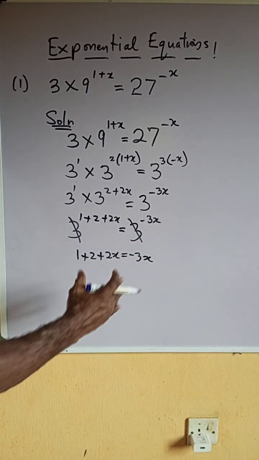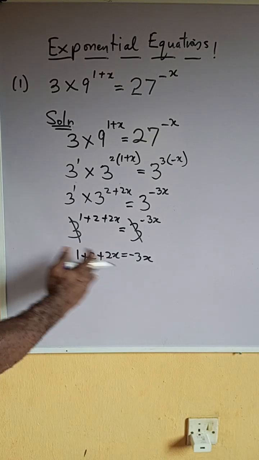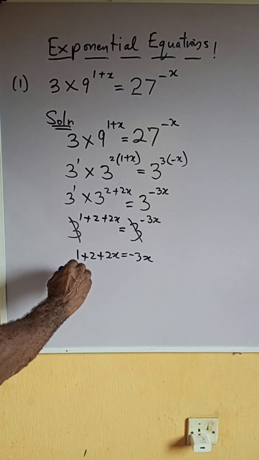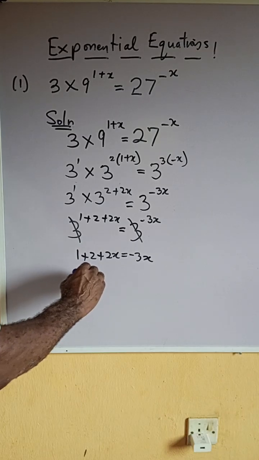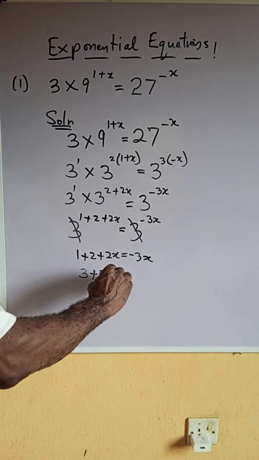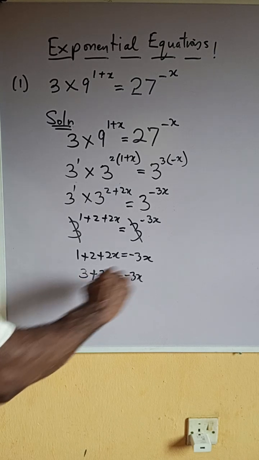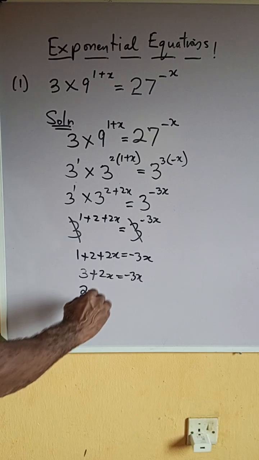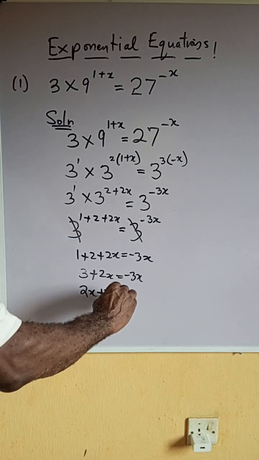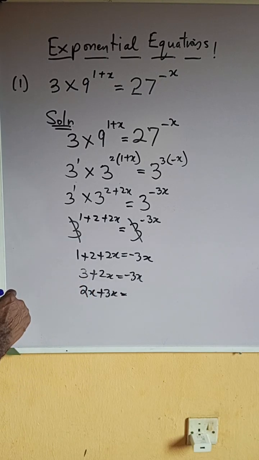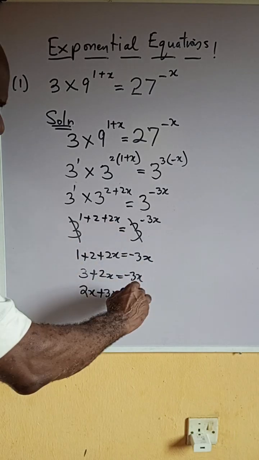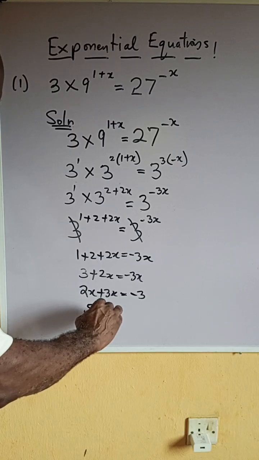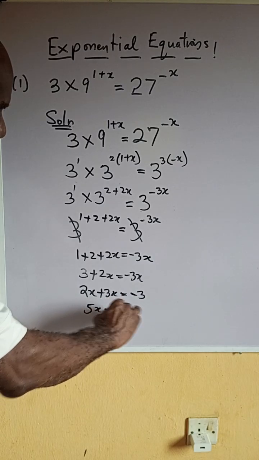How do I mean? All the terms in x, we shall bring them to the left hand side and then take all the constants to the right hand side. If you do that, we have that 3 plus 2x is equal to minus 3x, and then 2x, minus 3x crossing over becomes plus 3x, equal to plus 3 crossing over becomes minus 3. Here we have that 5x is equal to minus 3.